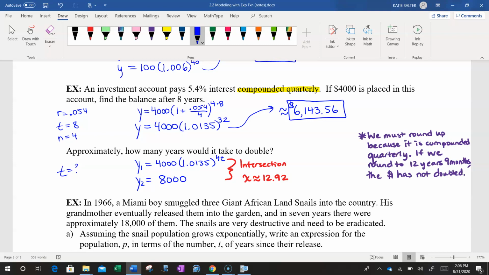And for right now, we will be using our calculators. Later in this unit, you're going to learn how to solve these algebraically. But for now, we're going to use that intersection in our calculator. It wants the money to double, so if we started at 4,000, we're now at 8,000.